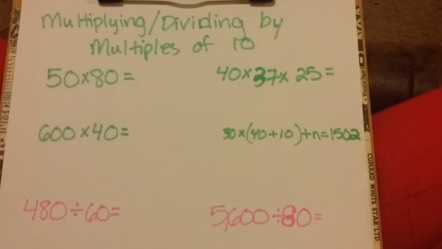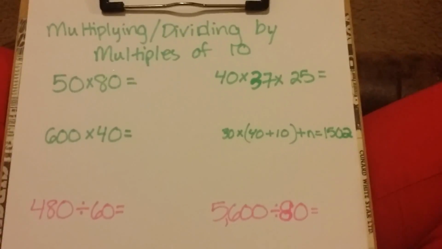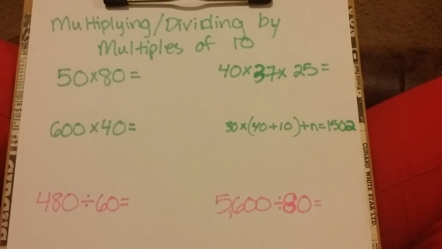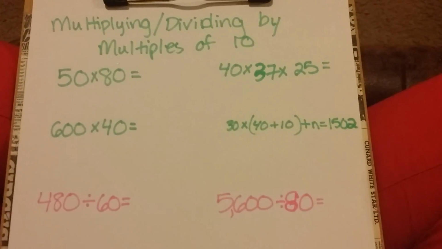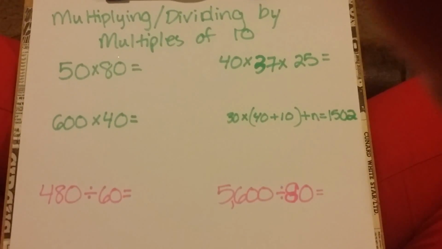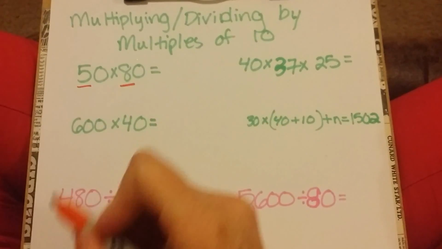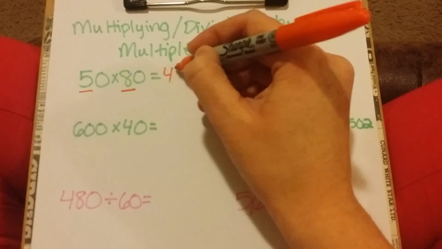Okay, today we are multiplying and dividing by multiples of 10. This is pretty simple. It is a mental math strategy. So you look at your fact families, which means basically your multiplication facts, and you do that part first. So you would say 5 times 8 is 40.